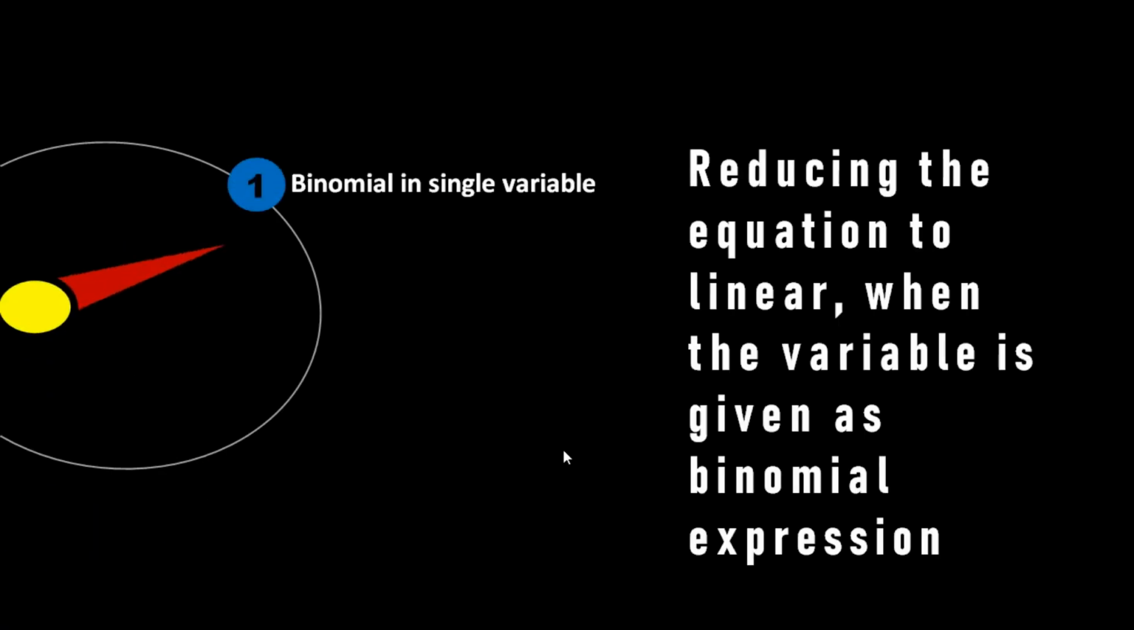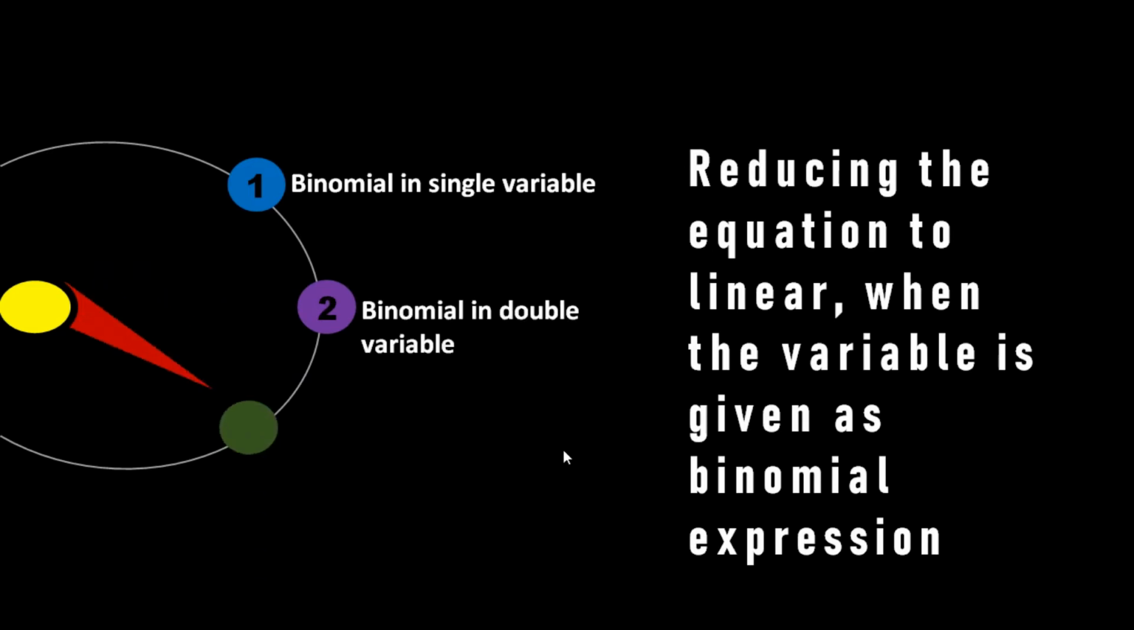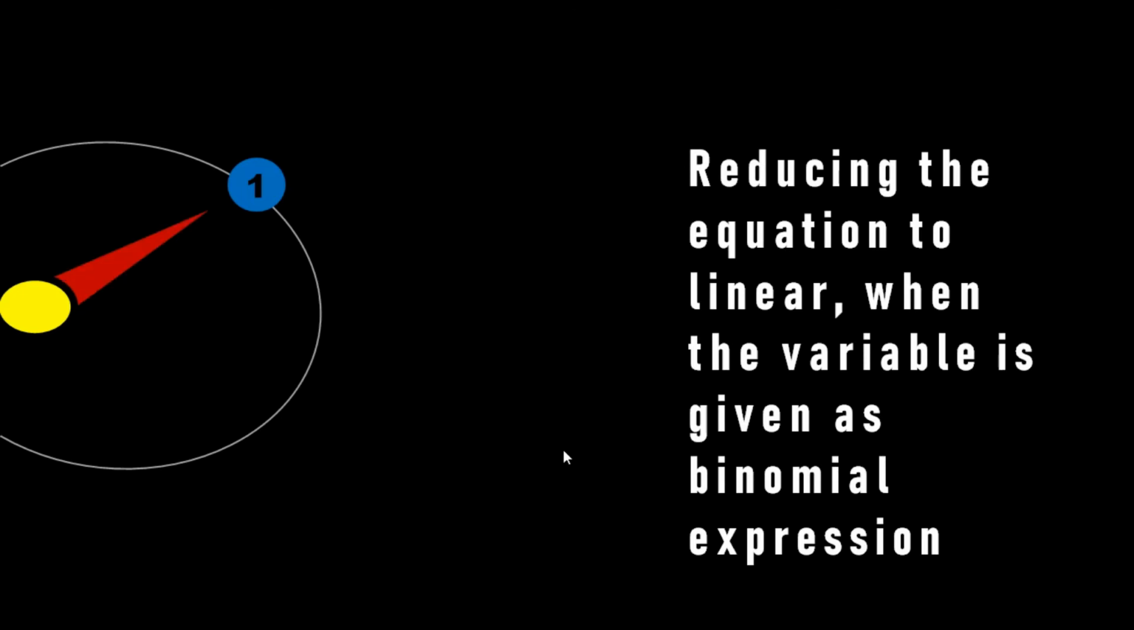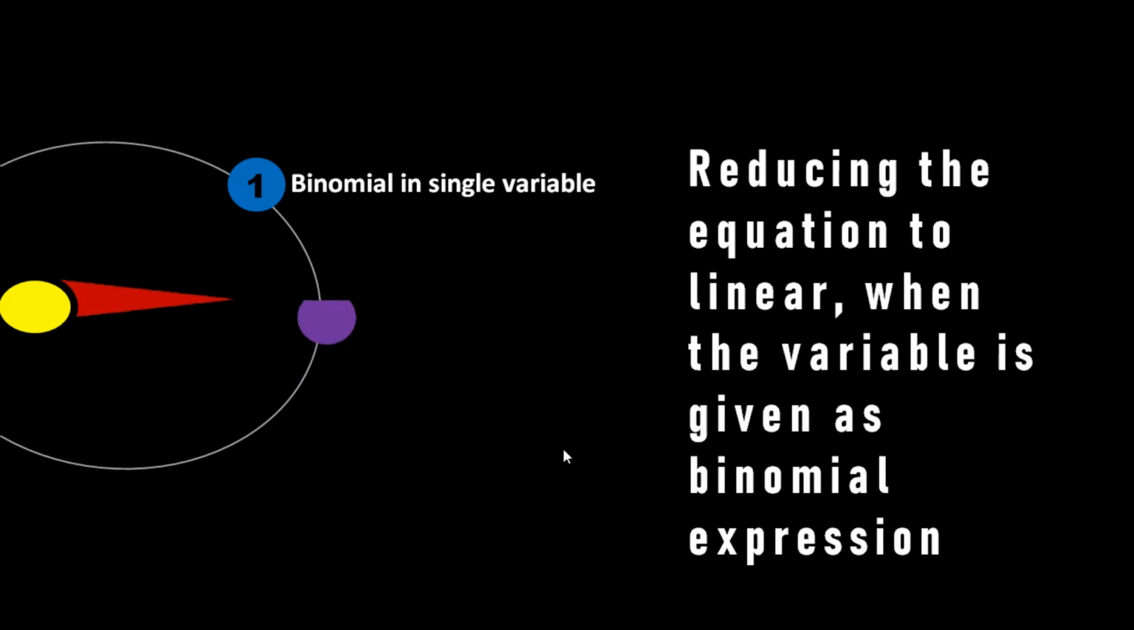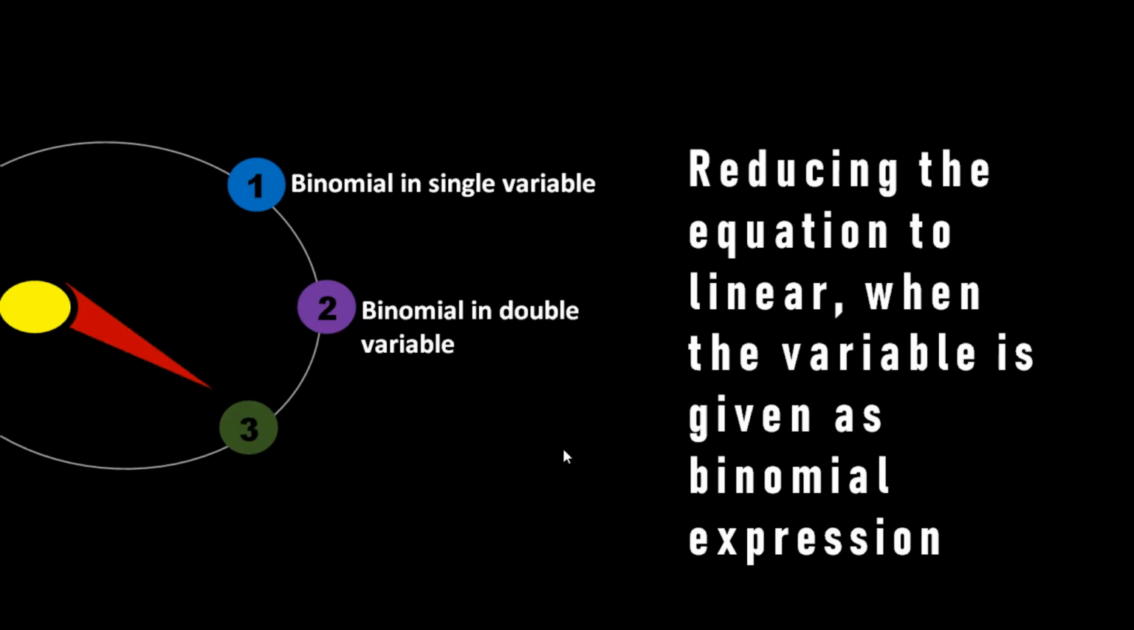Now that we have covered the reducing of equations in the previous class, today we are going to do reducing of equations to linear when the variable is given as a binomial expression. So for this, we will cover the binomial when it is given in a single variable, binomial when it is given in a double variable, and binomial when it is given in a double variable but with a non-unit coefficient.